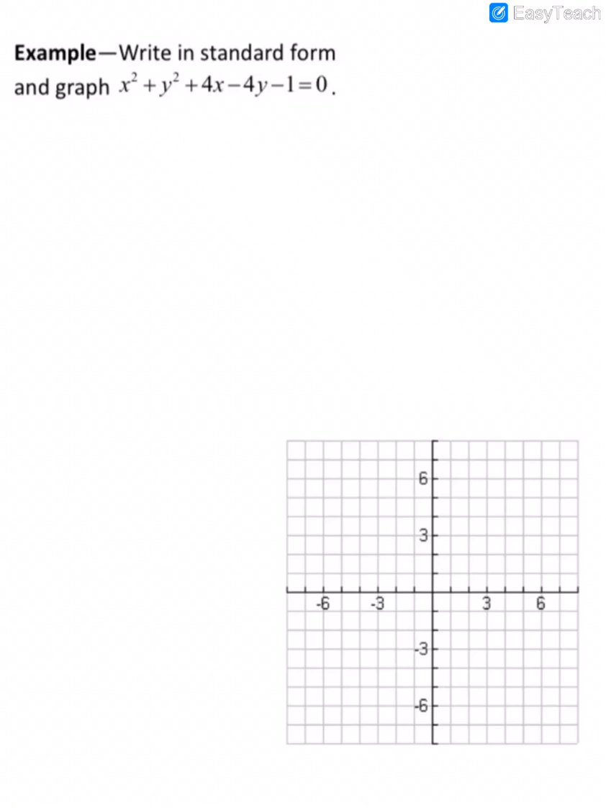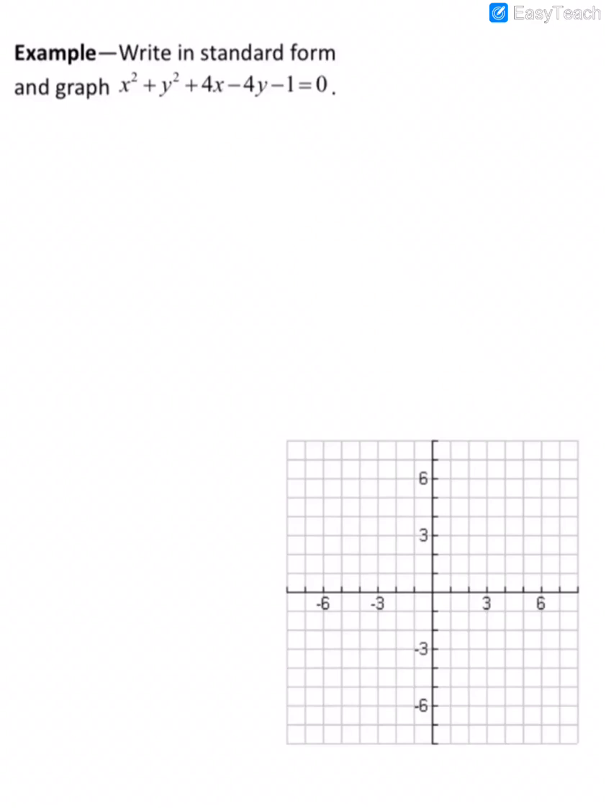All right, in this example it says write in standard form and graph. So they did not give us the equation of the circle in standard form. So we are going to need to rearrange it and get it in standard form. And the way that we're going to do that is by completing the square. To complete the square, there's several steps we need to go through.